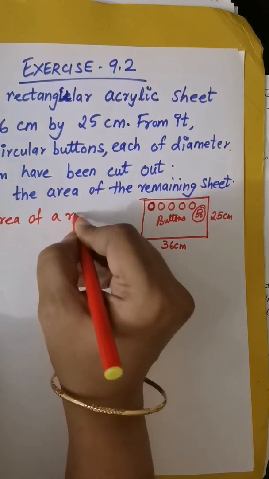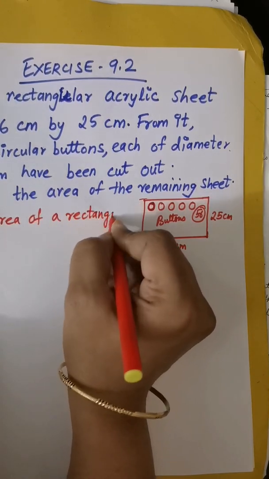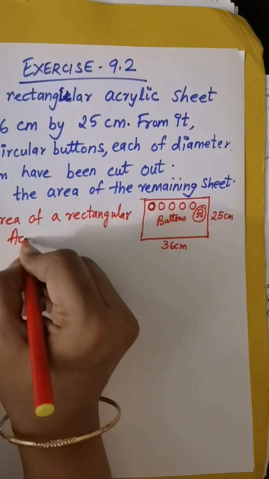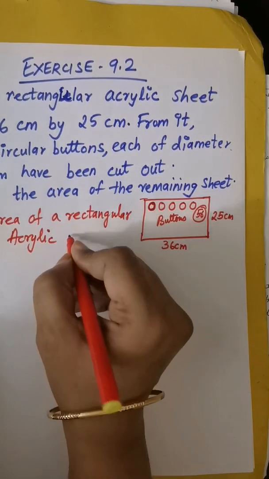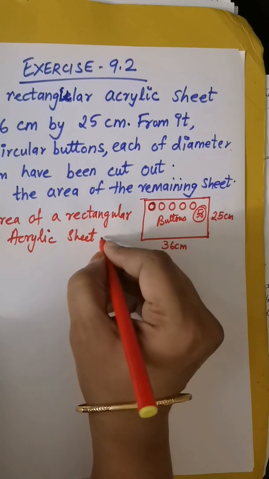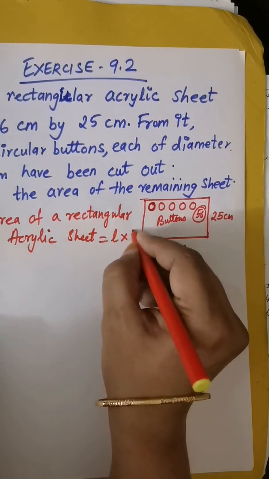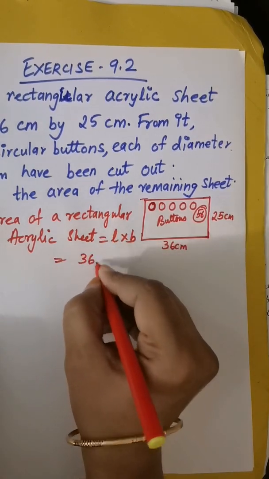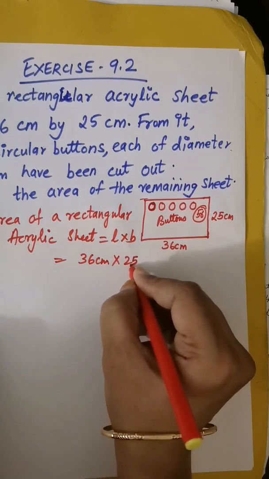Area of a rectangular acrylic sheet. What is the area of a rectangle? Length into breadth. 36 centimeter into 25 centimeter.